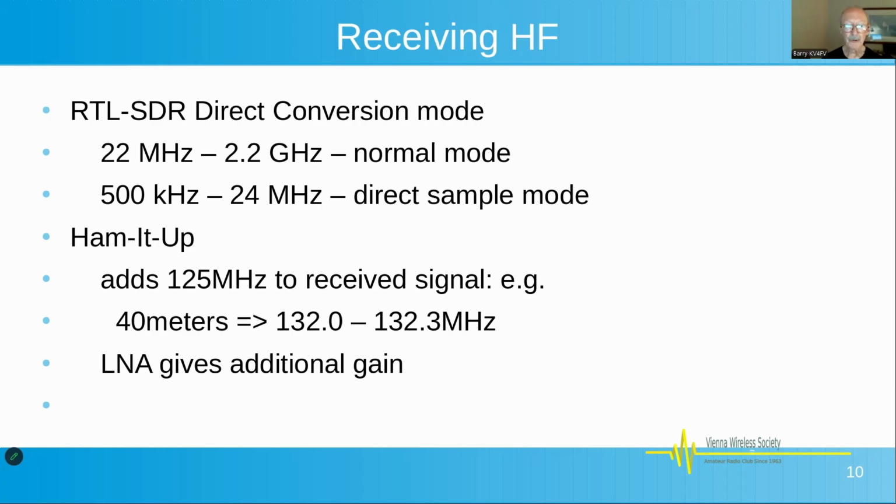The other approach is called a ham it up, which is a little board you could buy that takes the input signal and adds 125 megahertz to it. So 40 meters appears as 132 to 132.3 megahertz. And it also gives you a low noise amplifier. So then you can receive it with anything that operates in the VHF band.